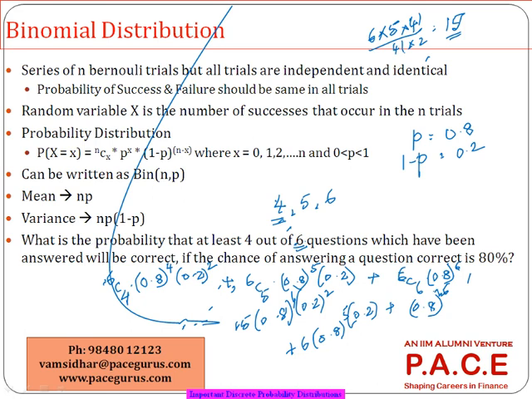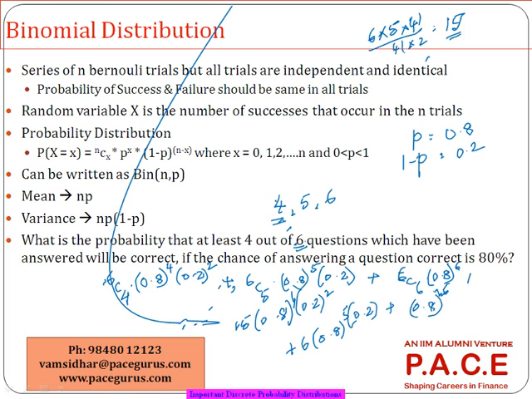The principle is that I really need to see that there are n independent and identical trials, out of which I want to track x successes. I can easily find out the probability of success as well as the probability of failure. So, out of n trials getting x successes, this is the probability.